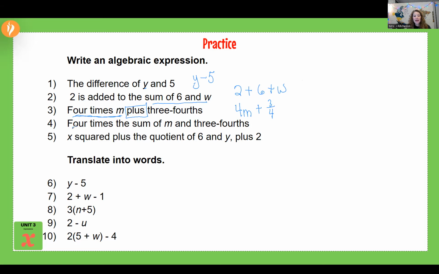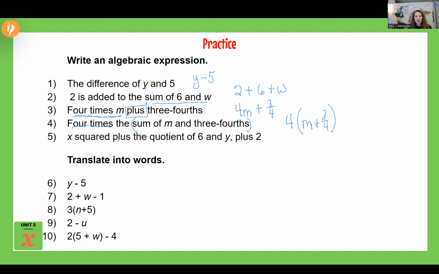All right, 4 times what? The sum of m and 3/4. So sum means this stays together. The sum of m and 3/4, and then it's 4 times all of that, 4 times the quantity m plus 3/4. So these have the same words, but look how they're different. Make sure you notice why those differ.